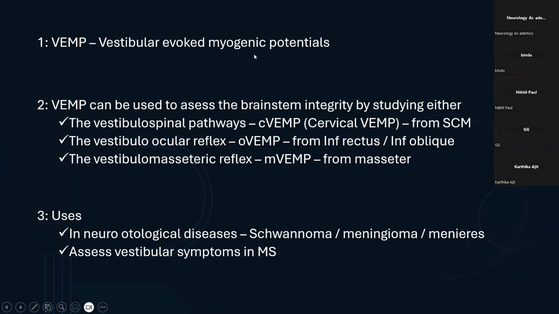These vestibular evoked myogenic potentials are used to assess the integrity of the otolith organ and the brainstem centers. It is used in neuro-otological diseases like schwannoma, meningioma, and Meniere's disease, and to assess the vestibular symptoms in MS, multiple sclerosis.